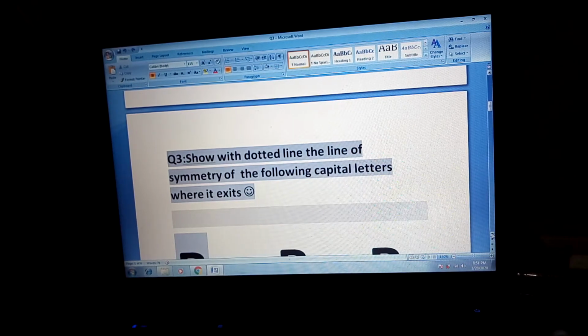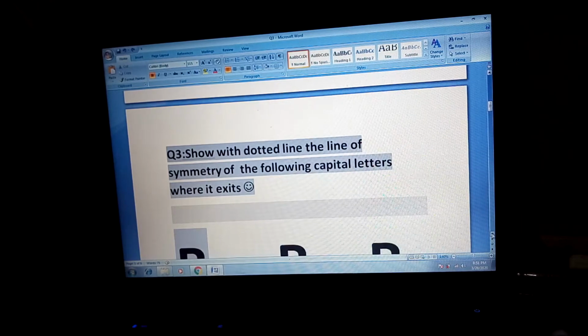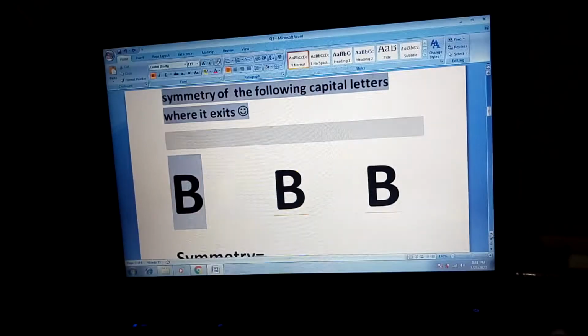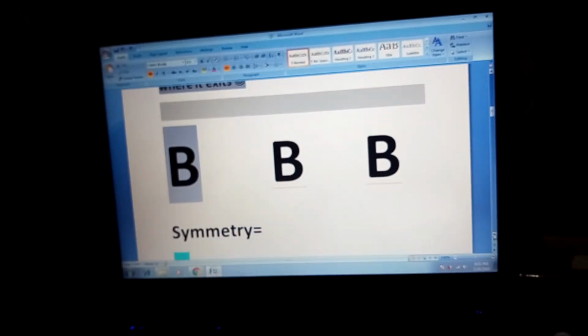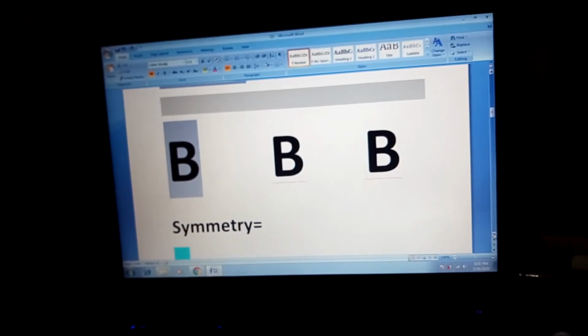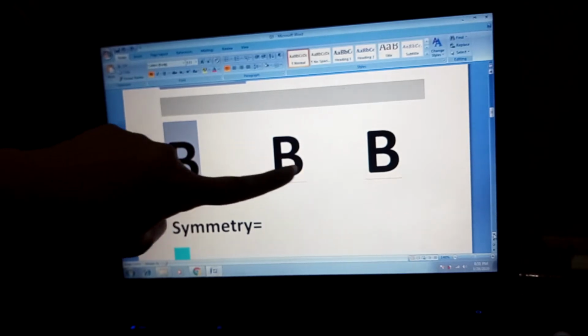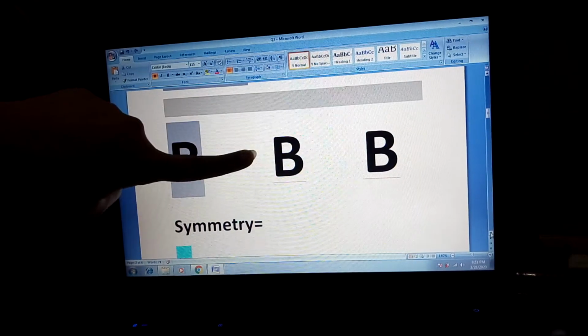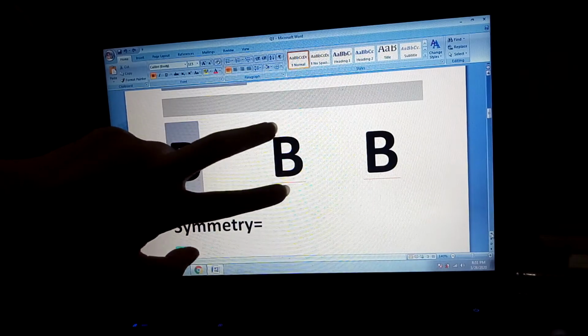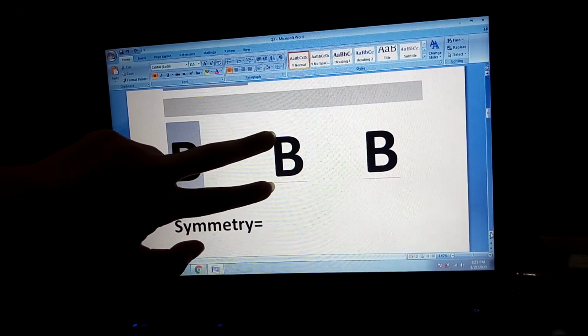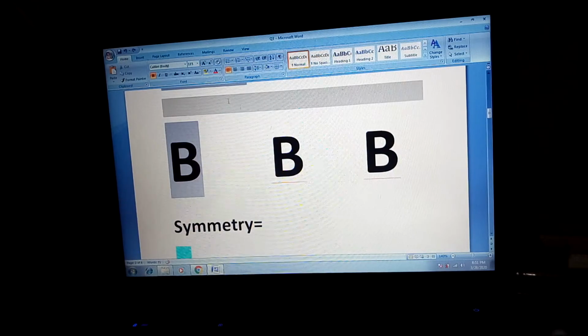Show with dotted lines the line of symmetry of the following capital letters where it exists. So firstly we have the capital letter B. Now consider this capital letter B. In how many parts can we break down the B? So I will take the reflection image. Consider first if I break down the B from the middle, so definitely both sides, the upper half and the lower half, will be the same. So we will try this.